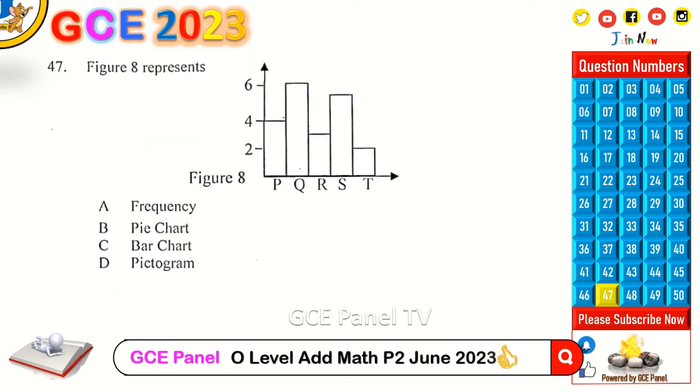Question 47. Figure 8 represents, what type of chart is this? Everybody can see the chart very well now. These are bars. Pie chart is circular. Frequency is represented on tables. Pictogram, this is not a picture. So the answer here is bar chart, even though the bars are not separated.